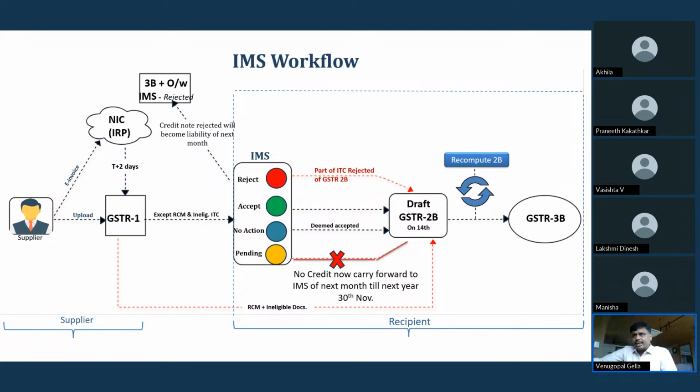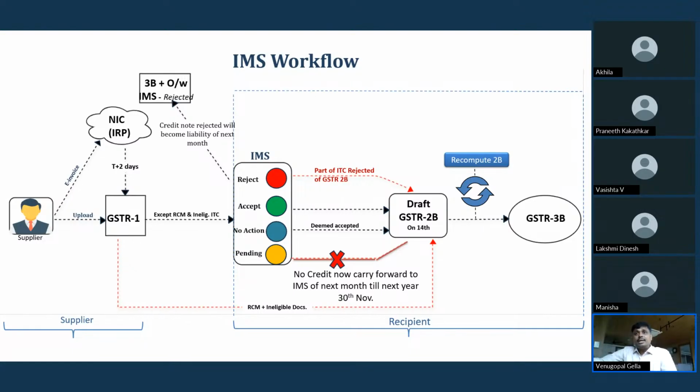Like, I have not paid the vendor, so I'm reversing it. Or the vendor has not filed his returns, 3B is not filed, so you are reversing it. You can take the credit later, anytime, right?